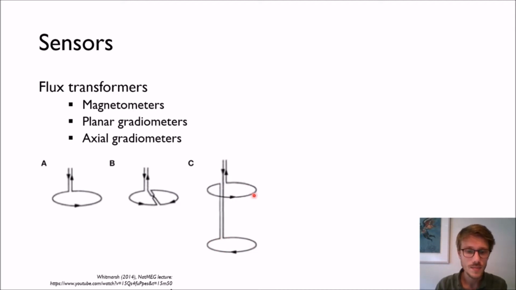than in this coil. And if you want to know more about this, there's a very nice lecture by Stephen Whitmarsh on YouTube. I put the link down here, and he explains very clearly how these different types of flux transformers are sensitive to different sources or different distance sources. And yeah, I recommend this lecture if you want to know more about this.